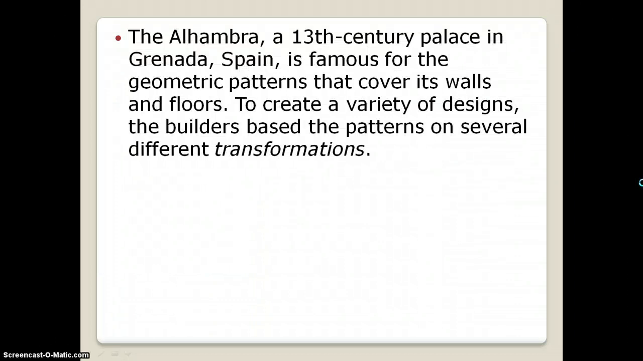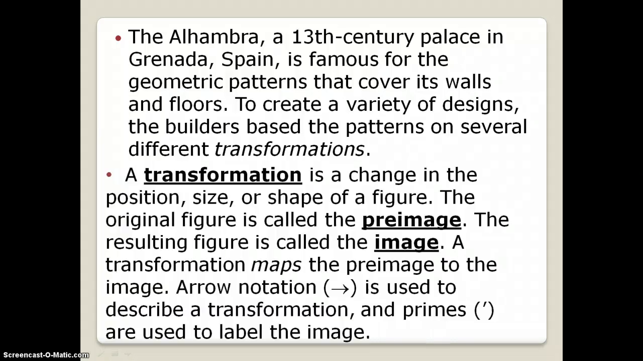The Alhambra, a 13th century palace in Granada, Spain, is famous for the geometric patterns that cover its walls and floors. To create a variety of designs, the builders based the patterns on several different transformations. What is a transformation? It is a change in the position, size, or shape of a figure.